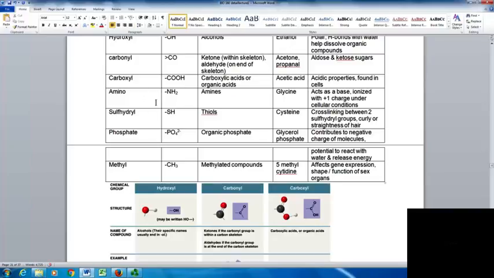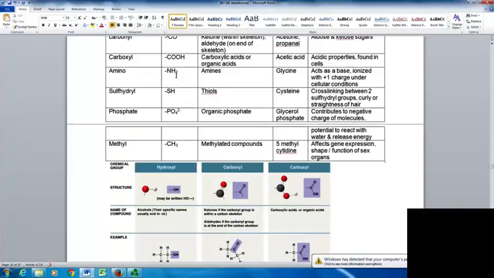Your amino group makes the amines. With this one, you've got a nitrogen bonded to two hydrogens. An example would be glycine. These can act as a base. They're ionized with a +1 charge under cellular conditions.